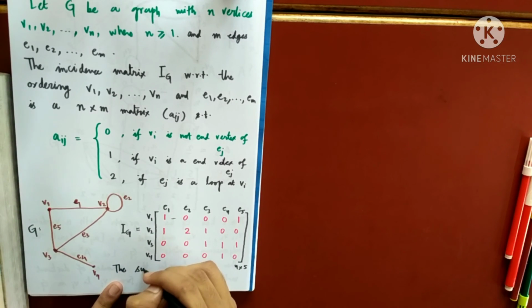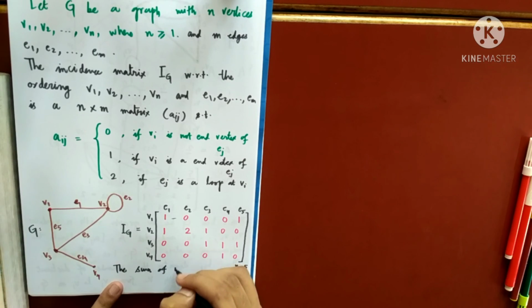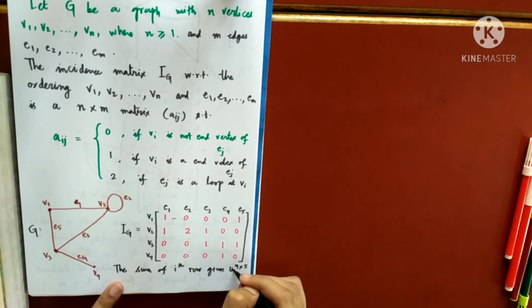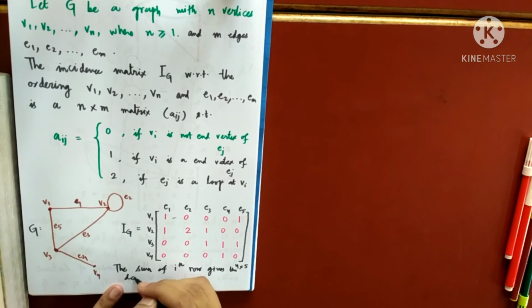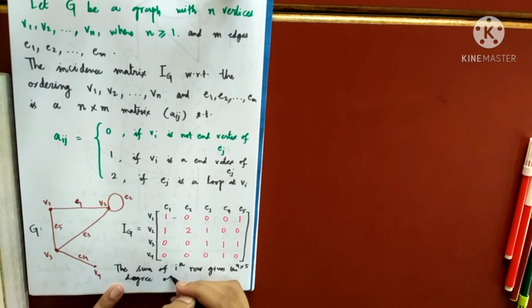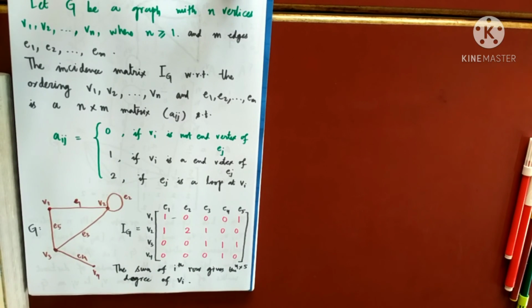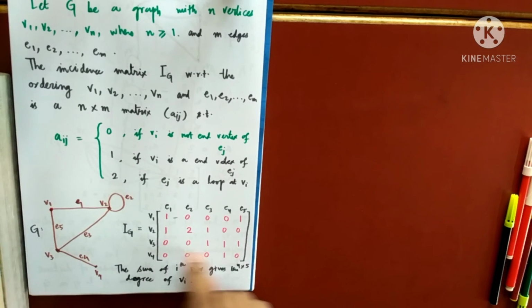So just take note of this. The sum of the ith row gives the degree of Vi. So this is one use of the incidence matrix. If the incidence matrix is given to you, you can determine the degree of any vertex by summing the elements in the rows. Am I clear? Yes, sir. Yes, sir.